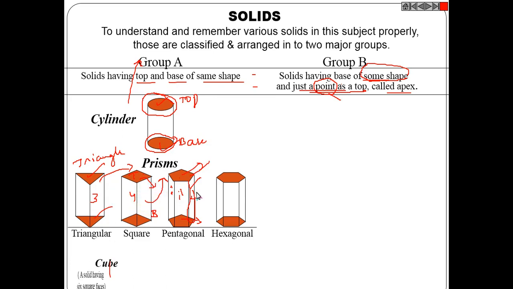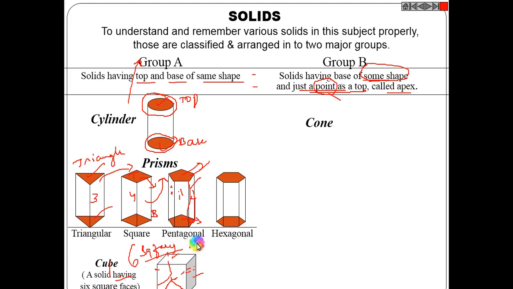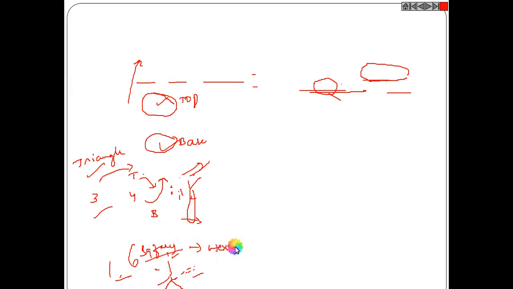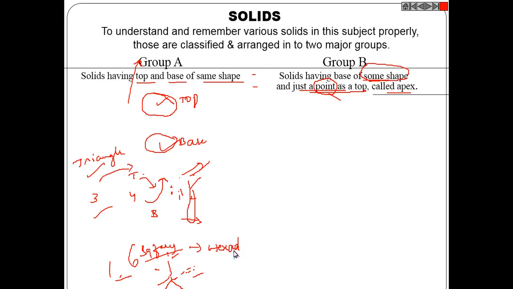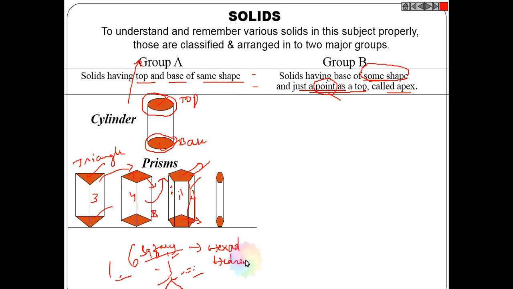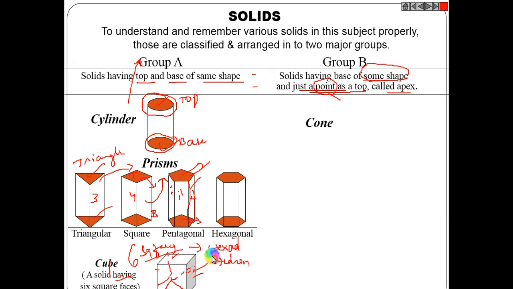Then we have a cube. A cube also belongs to group A, where the top, bottom, and even the sides have the same shape. In this we have 6 square faces. You need to understand these have 6 square faces, all equal. That's why we call it a cube, or it's also called, very important, a hexahedron, okay, because hexa means 6 and hedron means faces, so a cube has 6 equal faces.